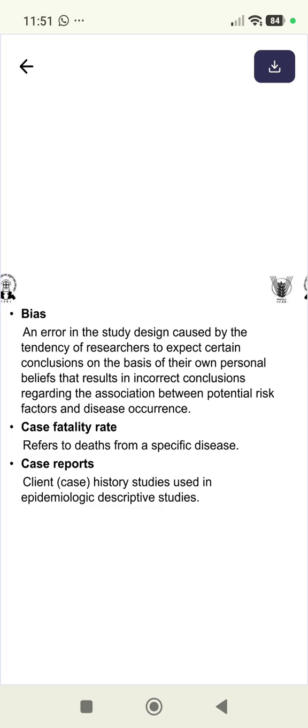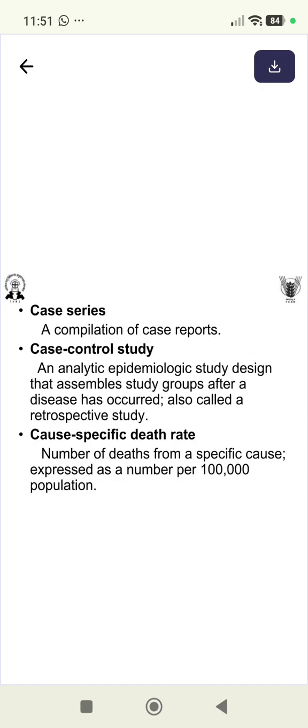Case fatality rate refers to the deaths from a specific disease. Case report, or case studies, used in the epidemiological descriptive studies. Case series, a compilation of case reports.